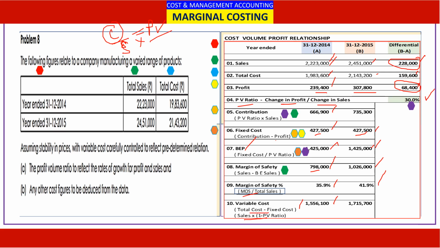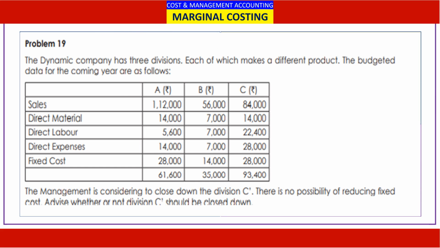These parameters could be easily found out by simply knowing those three formulas, or one formula is enough for you to derive the entire thing. What is PV ratio and how is it derived? That helps you to achieve the answer. Let us go further. There is one more problem here now.